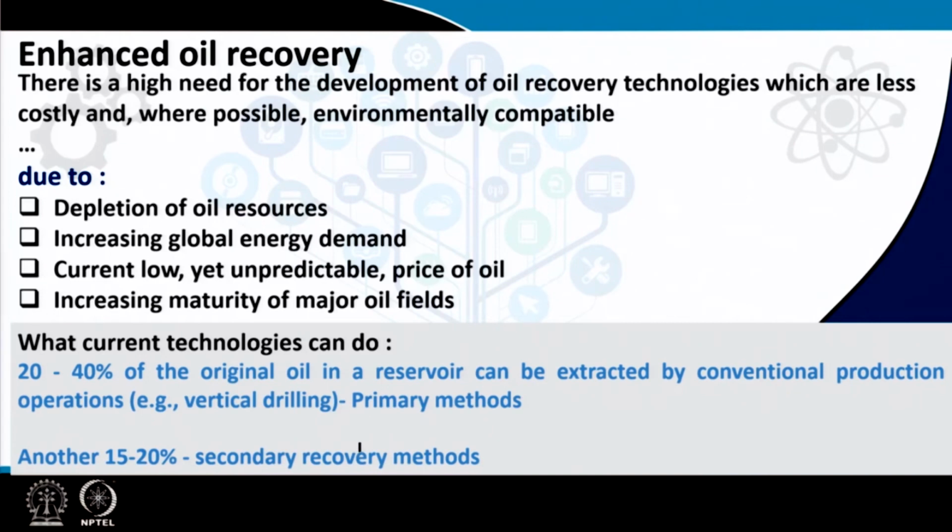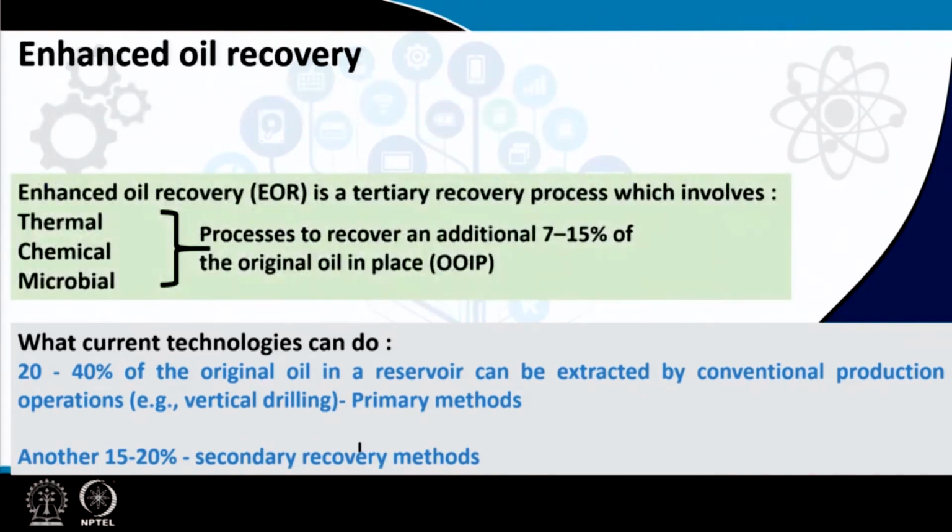So, in total around 55 to 60% of the oil present in the oil reserves can be recovered through conventional primary and secondary methods. So, there is a high possibility that 40 to 50% of the petroleum oil still remains unrecovered in the petroleum reserves. Now, enhanced oil recovery is the tertiary recovery process, which involves thermal, chemical and microbial processes to recover the additional 7 to 15% of the original oil in place, or OOIP.